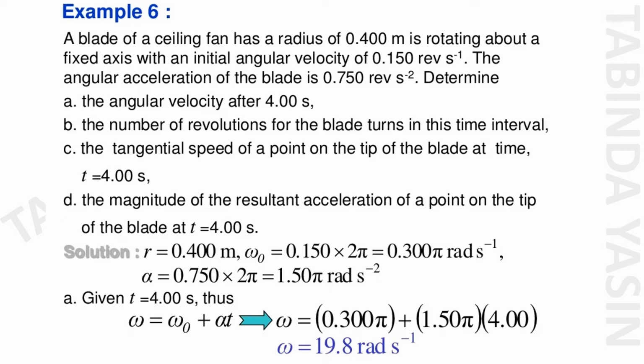Now moving to the solution, r is equal to 4 meter, omega naught is equal to 0.150 into 2 pi is equal to 0.300 pi radian. Alpha is equal to 0.750 into 2 pi is equal to 1.50 pi radian per second square. T is equal to 4 seconds, that gives omega is equal to omega naught plus alpha t. After substituting those values we have omega is equal to 0.300 pi plus 1.50 pi into 4.00, that gives omega is equal to 19.8 radian per second.